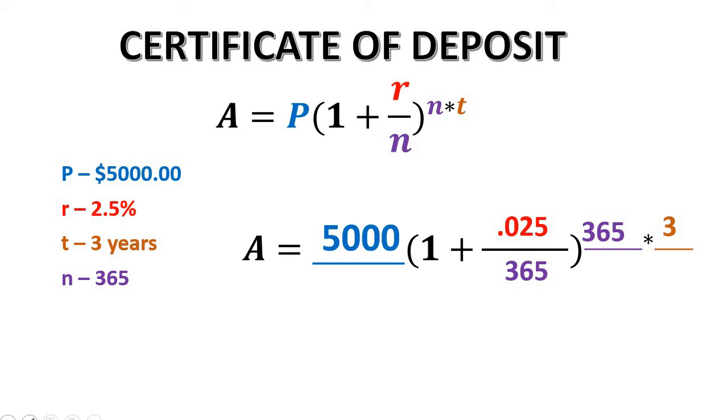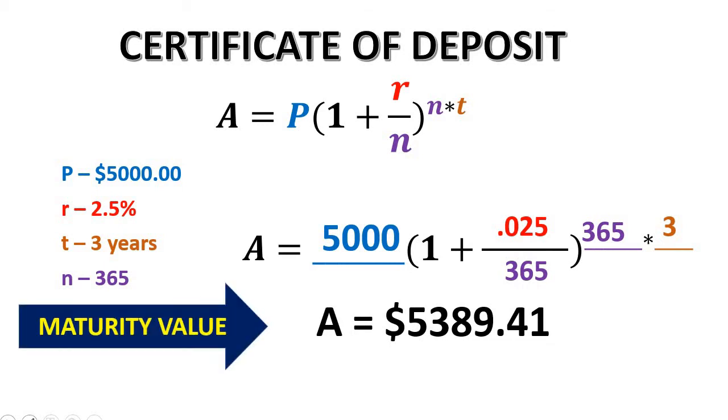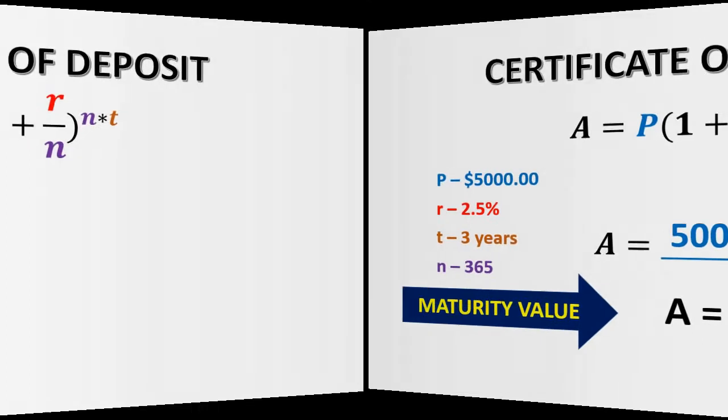And again, you need to practice. Here's the answer to that. So A is $5,389.41. That value, that A number, is what's called the maturity value. That means that's how much money I have in that account at the end of my 3 years. Okay, so when my 3 years is up, I get $5,389.41, the maturity value. All right, now you're going to do one.